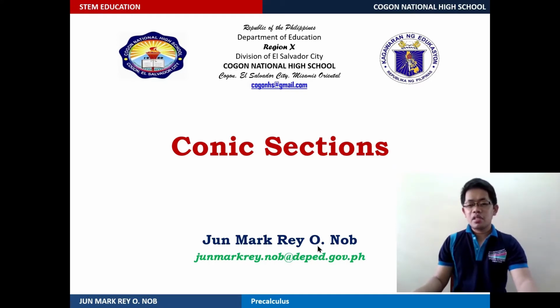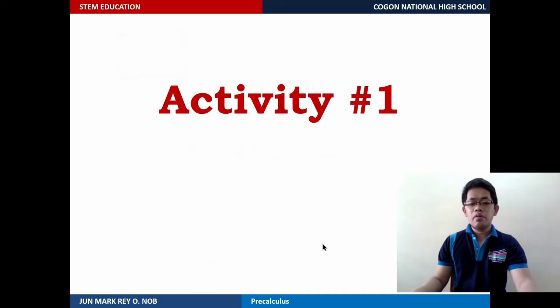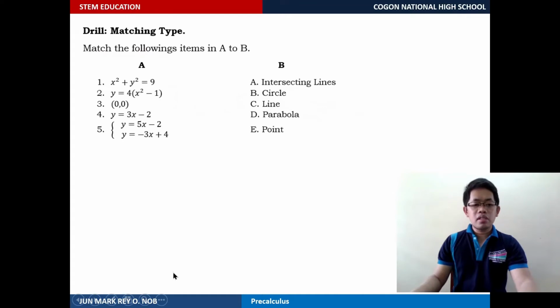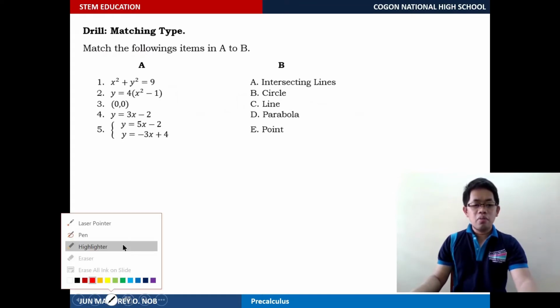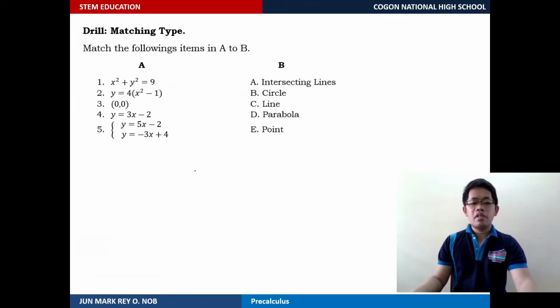Before we discuss conic sections, let us have a quick review about the basic concepts that we learned in junior high school. These concepts will help us better understand conic sections in the form of an activity. For activity number 1, we are tasked to match the following items in A to B. In A, we have the mathematical representation of a concept, and in B, the concepts being represented.